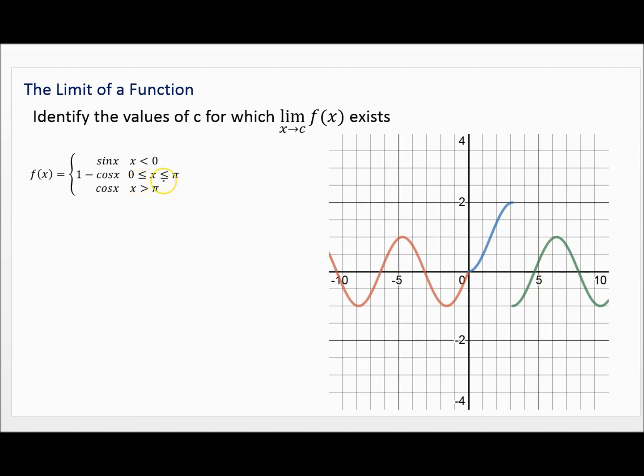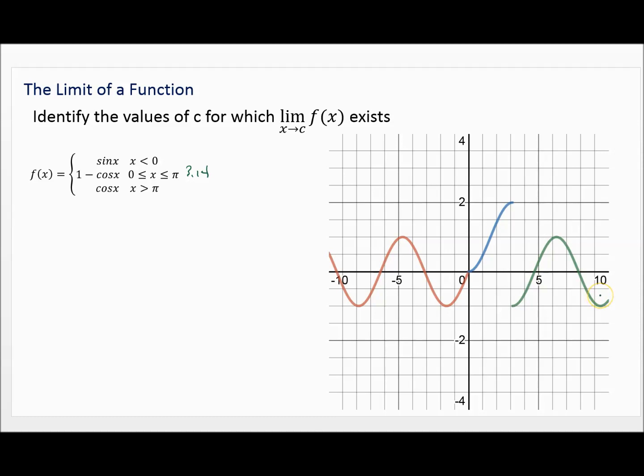Now, between 0 and pi, so notice 0. Now, what is pi? Y'all remember pi is about 3.14 rounded. So this is the blue graph. Between 0 and about 3.14, so about here, we have 1 minus the cosine of x. Okay? And then my third piece is in green. When x is bigger than pi, we have cosine of x. So just slightly bigger than pi, pi not included, then we have the green graph, which is cosine of x.